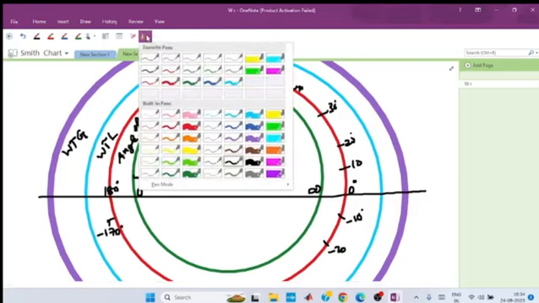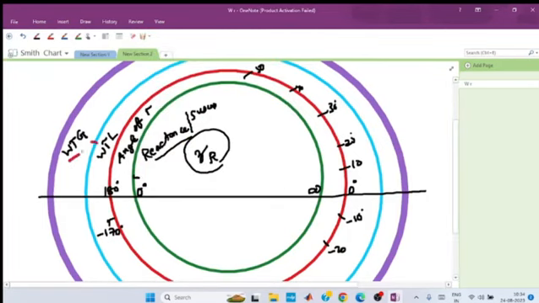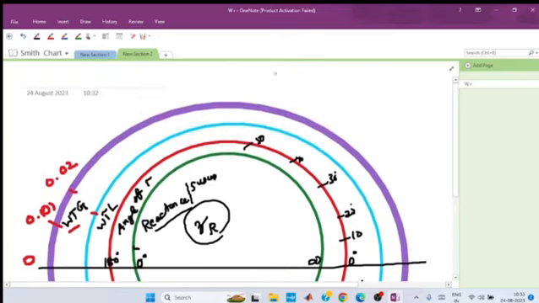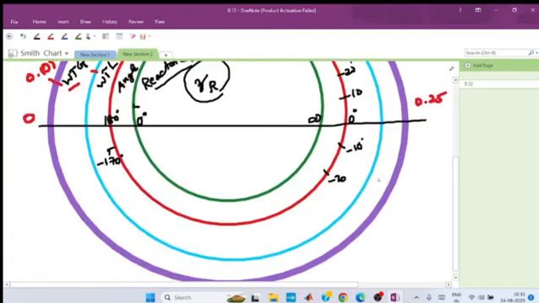The next one is wavelength towards generator and wavelength towards load. That is very easy. Please look here. In the Smith chart, you can see this is 0, and after that we can see 0.01, then 0.02, right? Here the value is 0.12, here 0.13, here 0.25, and similarly 0.3.